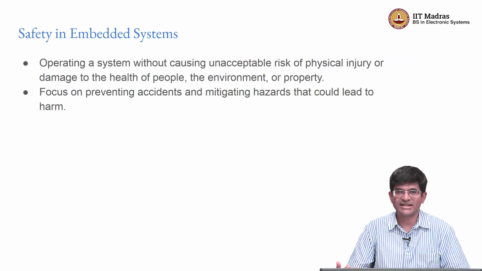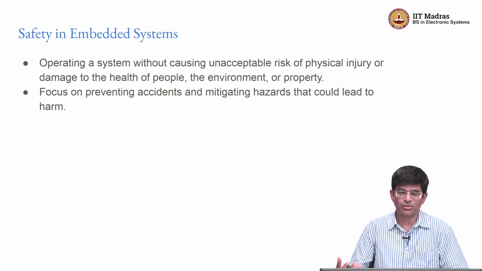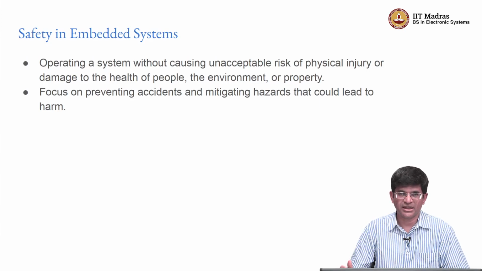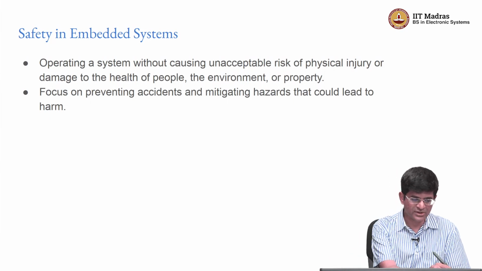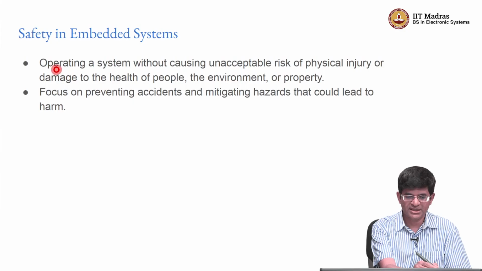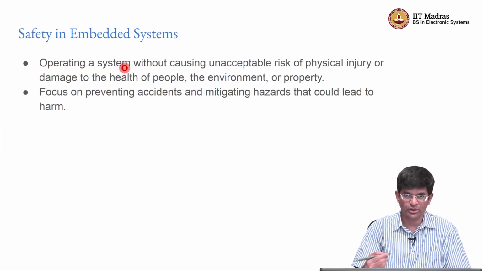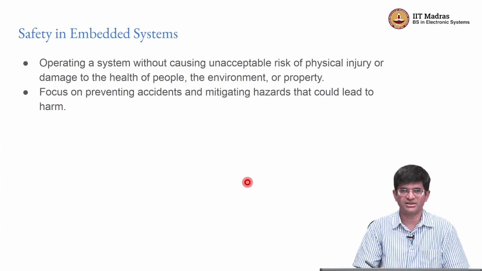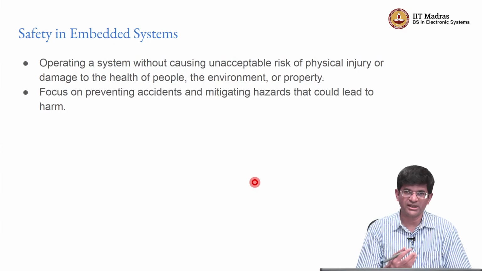And what do we mean by safety in the context of embedded systems? In general, we can define safety in an embedded system as operating a system without causing unacceptable risk of physical injury or damage to the health of people, the environment or property. So, a number of things to unwrap over here. First is that there is clearly a system that we want to use. That is what we mean by operating. It is not an operating system, it is operating a system.